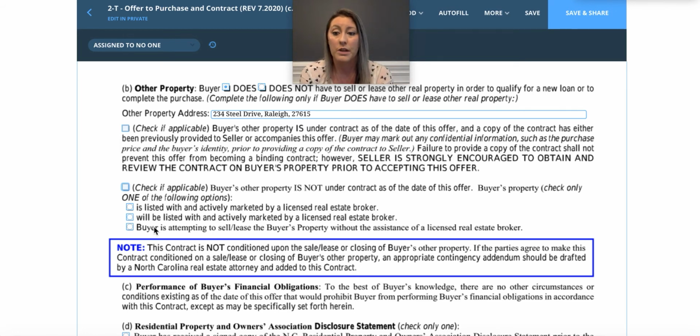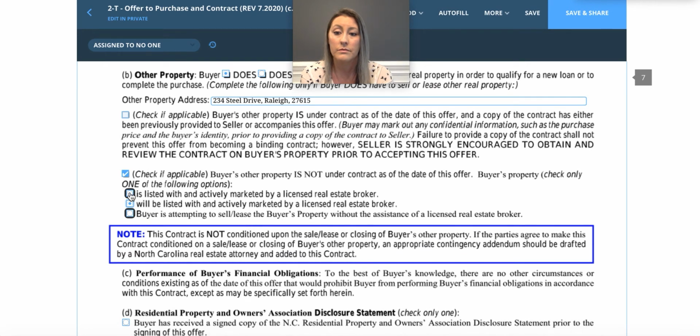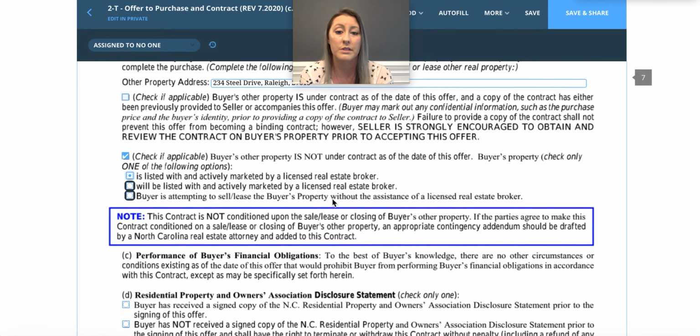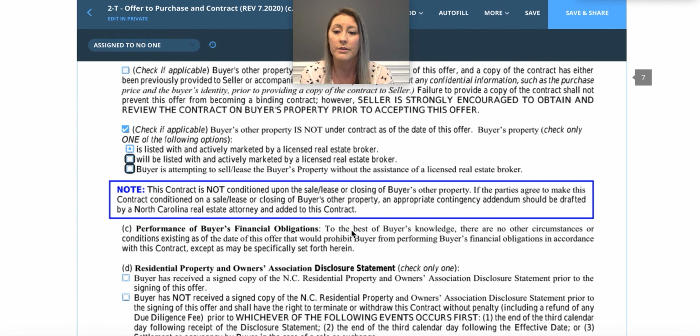So this was one that I was using a lot here lately. Or maybe the buyer is attempting to sell it themselves. So whichever pertains to your situation, check it. So the buyer's other property is not under contract at the date of this offer, but it will be listed. Oh, that's what they're saying. Okay, it's not under contract, but it's actively being listed. Sorry, but it's actively being listed with the real estate broker. We're getting through this together.